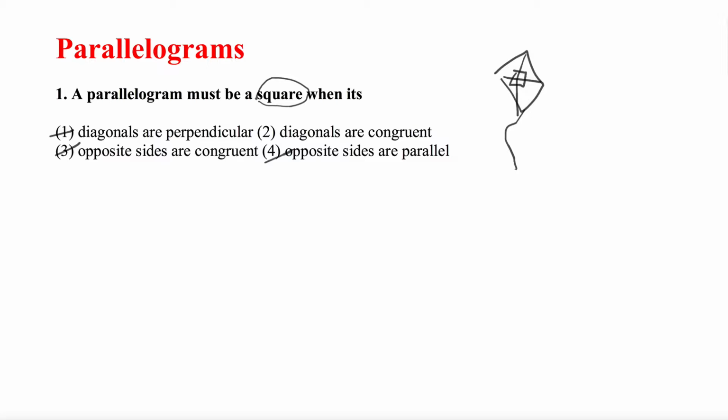A square is a special type where the diagonals are congruent, which kind of makes sense. If you saw a square, it makes sense that the distance in a square would be equal to one another. Okay, let's continue to the next question.